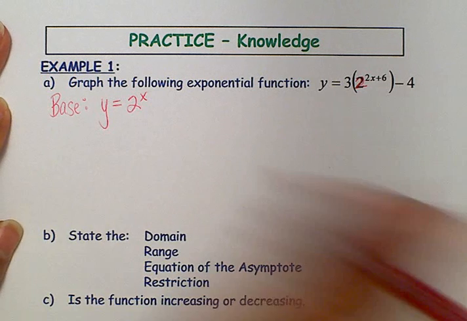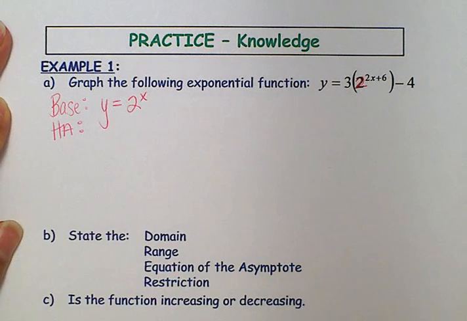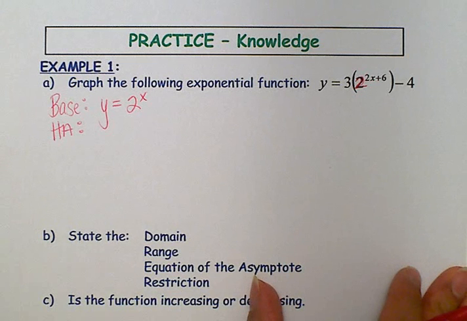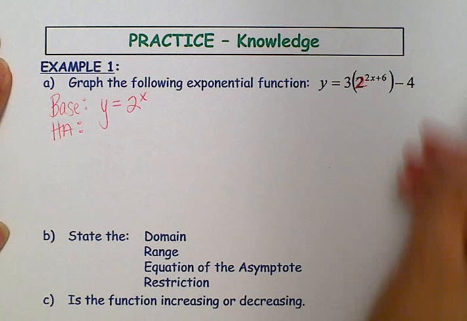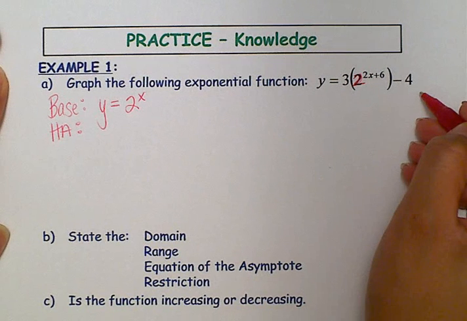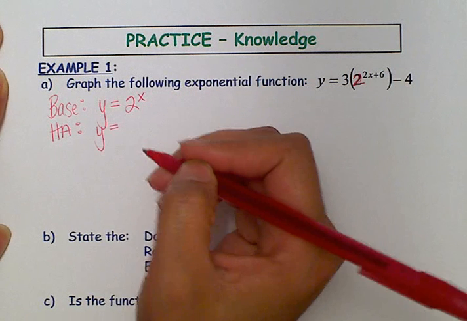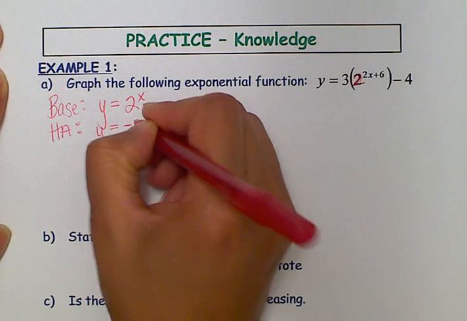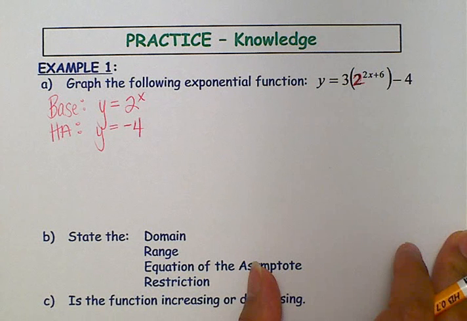We can also say what the horizontal asymptote is. The horizontal asymptote depends on how the graph has been shifted up and down. I can see that there's a vertical shift down 4 units, so that tells me right away that the horizontal asymptote goes from being 0 down to being negative 4. So there's the key piece of information I need so far. We also need a set of key points, but we'll come back to that in a second.